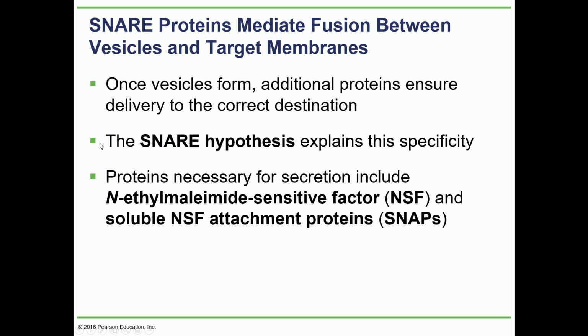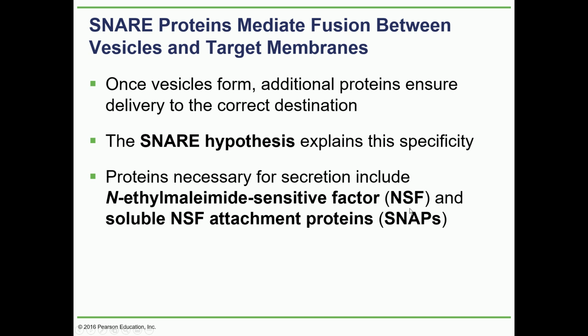Once a vesicle is formed, right now we just talked about the vesicles originating in different parts of the cell, having different kinds of coats. Now which proteins determine, once the vesicle is formed, that they are delivered to the correct destination? Those proteins are called snare proteins.